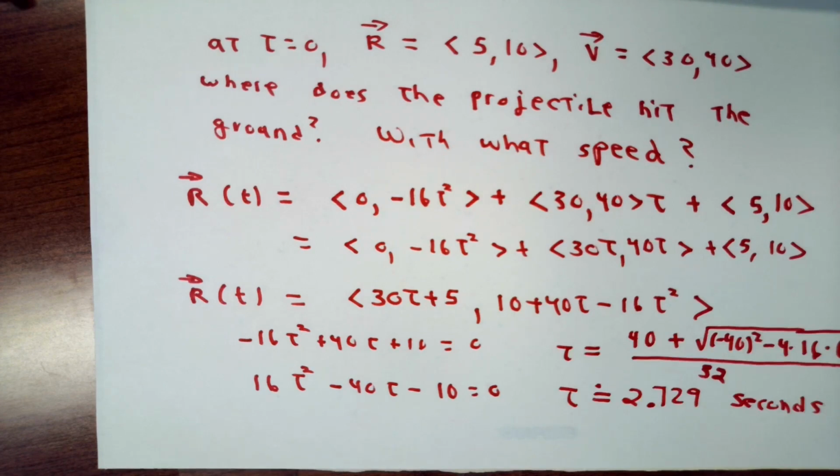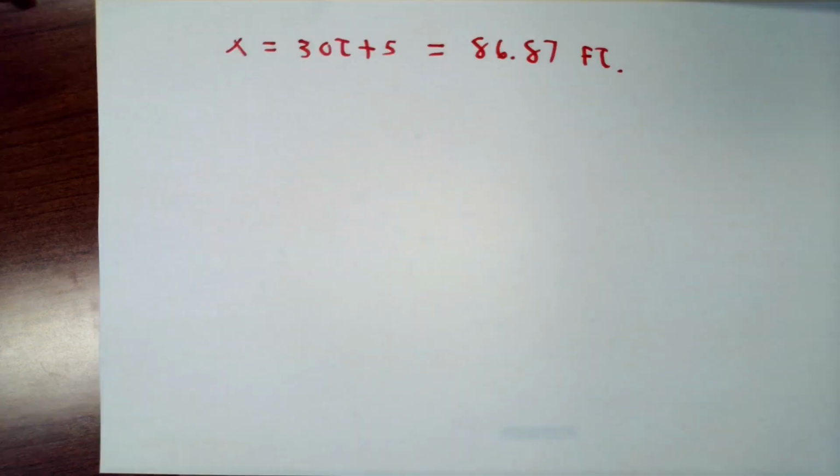Assuming I've typed my numbers correctly into my calculator, the t that I'm interested in is about 2.729 seconds. This tells me the time at which the projectile hits the ground. If I evaluate the x-coordinate at that time value, I find out that the x-coordinate of the place where it hits the ground is 86.87 feet. To get the speed, I need to know the velocity vector at the moment of impact and then calculate its magnitude.